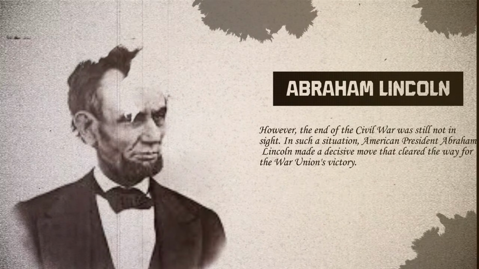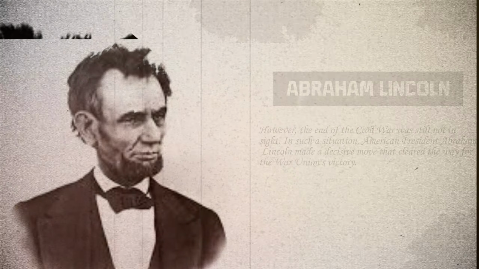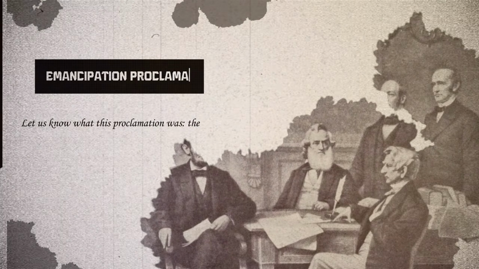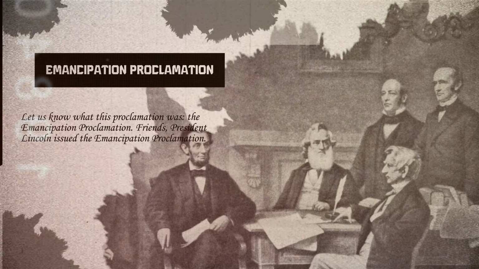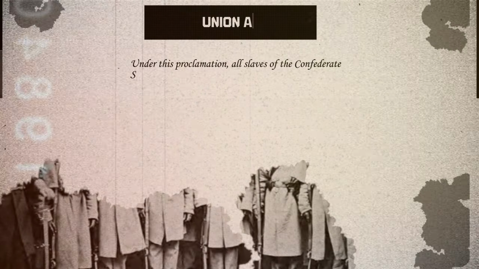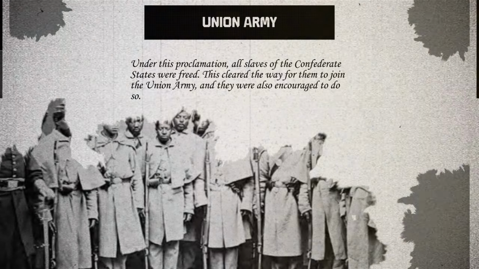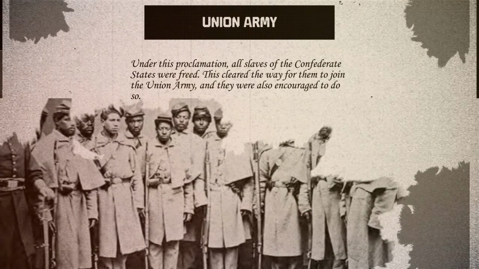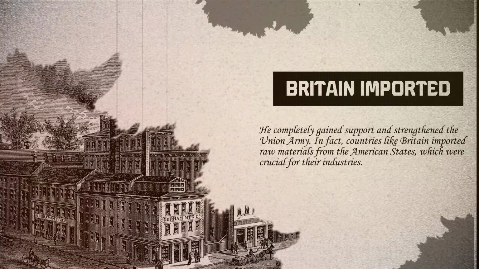In such a situation, American President Abraham Lincoln made a decisive move that cleared the way for the Union's victory. Let us know what this proclamation was. The Emancipation Proclamation. Friends, President Lincoln issued the Emancipation Proclamation. Under this proclamation, all slaves of the Confederate States were freed. This cleared the way for them to join the Union Army, and they were also encouraged to do so. He completely gained support and strengthened the Union Army.